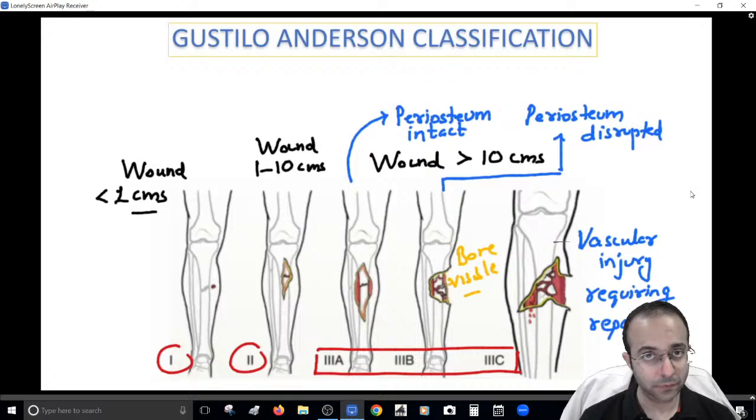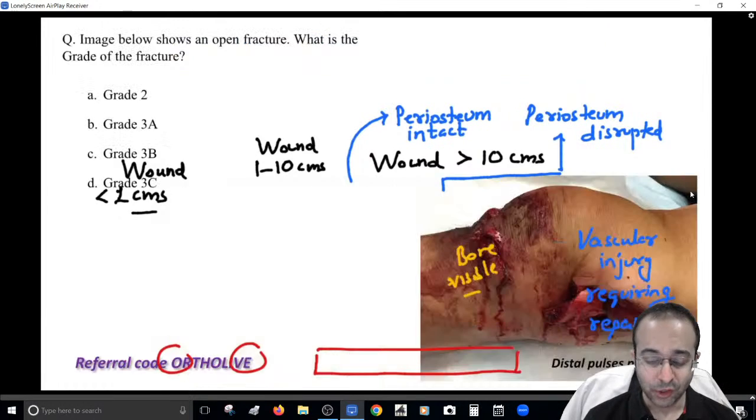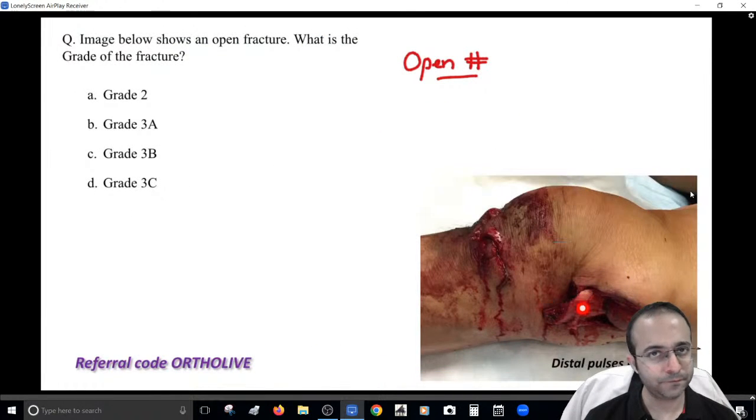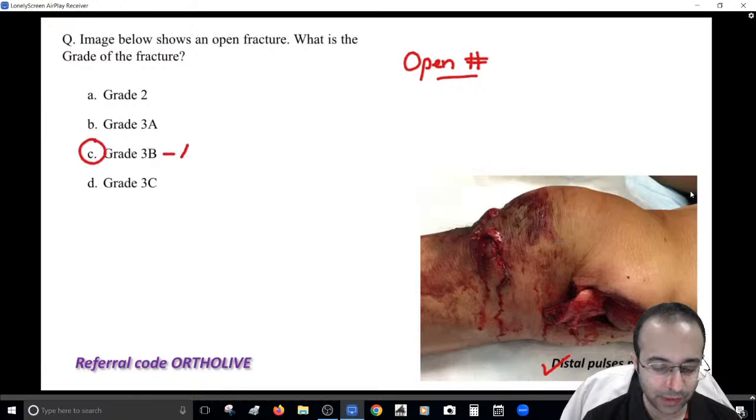So if you can see the bone, that's 3B. If the bone is not visible, there is something hiding the bone, but you find the fracture hematoma coming out, and there's a wound near the fracture, that's 3A. Are you guys clear with how to divide fractures into various grades based upon this classification? So if I go over here, it's a big wound, must be more than 10 centimeters, and the bone is visible, it's coming out, but the distal pulses have been mentioned to be intact, so this would best be classified as 3B.